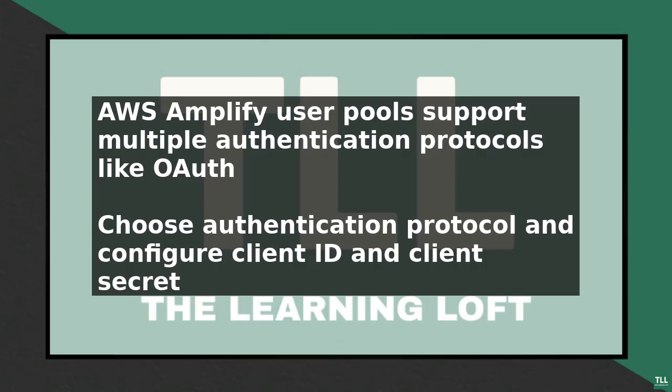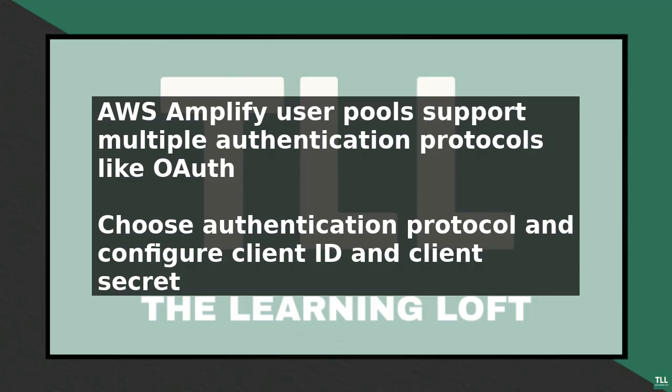Step 4: Implementing authorization. AWS Amplify user pools support fine-grained authorization using AWS IAM roles and policies. Assign IAM roles to users or groups and configure policies to control access to application resources. Use the AWS Amplify SDK to check user permissions and authorize access to protected resources.